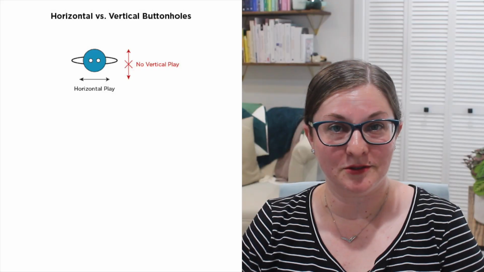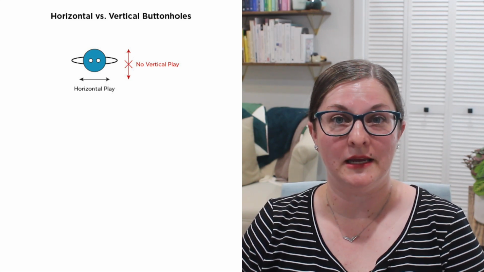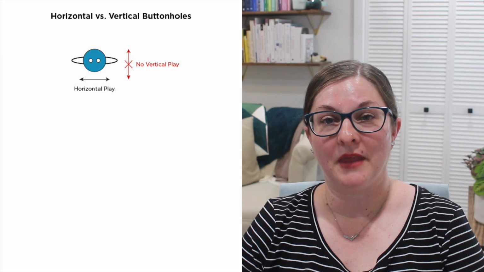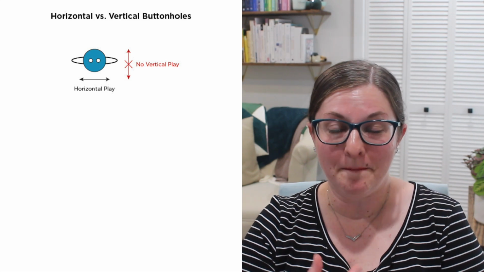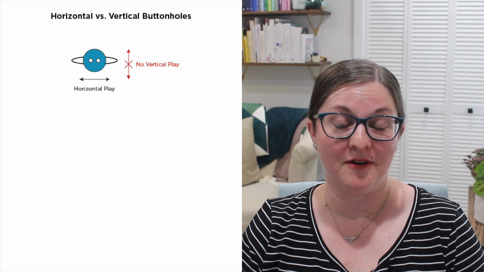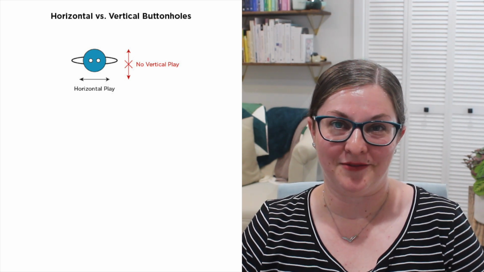So in knitting, we have horizontal buttonholes and vertical buttonholes. We use different methods to create both, but I thought I would take a look at why we have different methods. So a horizontal buttonhole is created to allow play in a garment. The ideal buttonhole is about the size of the diameter of the button, so you don't get as much play as you would see in the example I have on the screen.